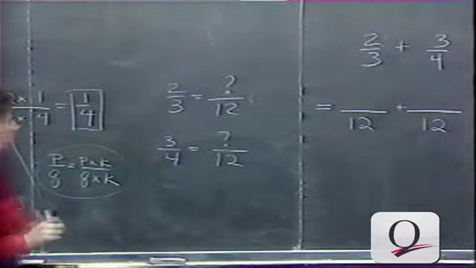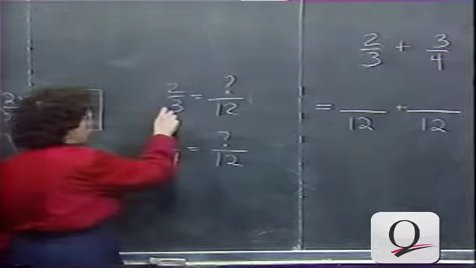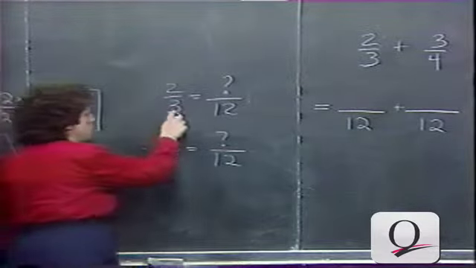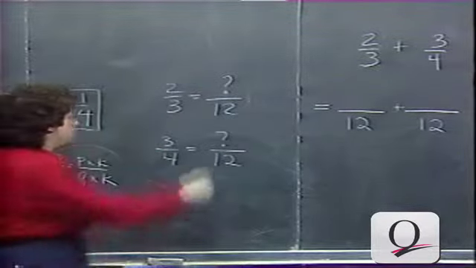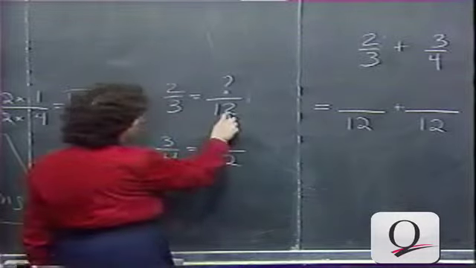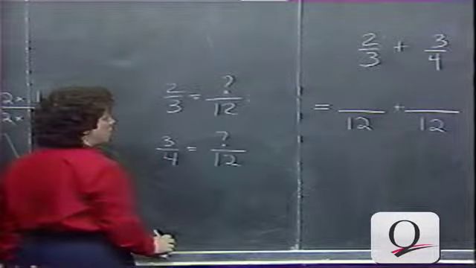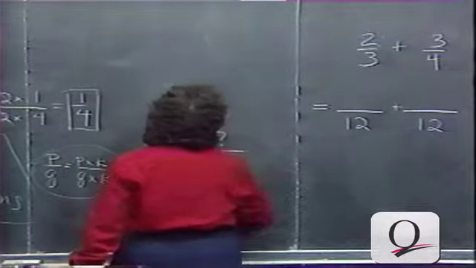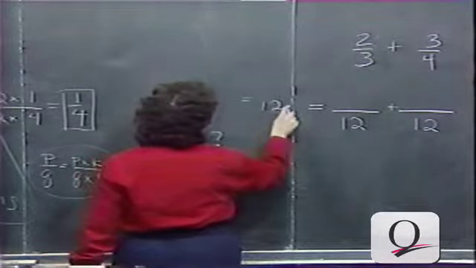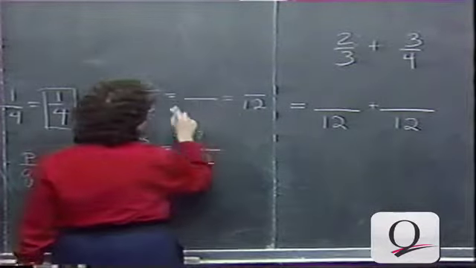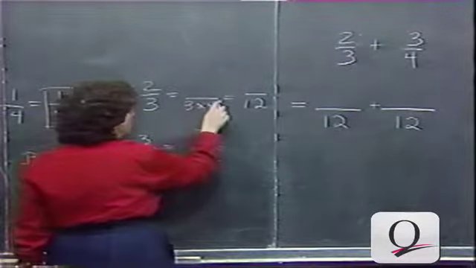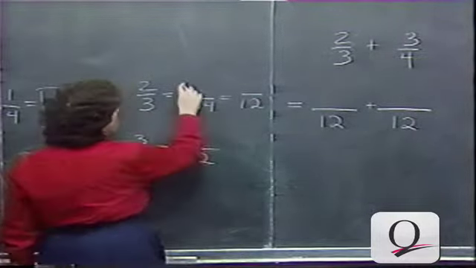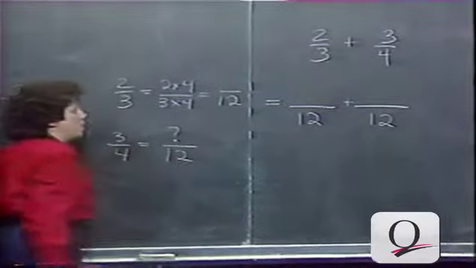So what we have to do is ask ourselves, what did you do to the 3? What did you multiply 3 by to get 12? Well, to go from 3 to 12, you'd have to multiply by 4. Since we multiplied the denominator by 4, we'd also have to multiply the numerator by 4 to get an equivalent fraction. In other words, if you want a denominator of 12, you have to realize that 12 is 3 times 4. Therefore, since we have multiplied the denominator by 4, we have to also multiply the numerator by 4.